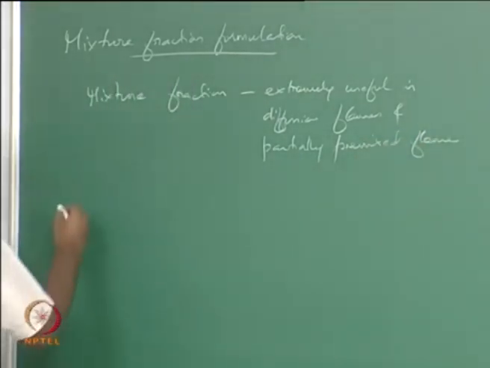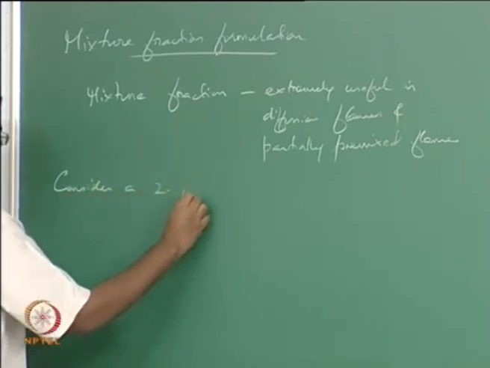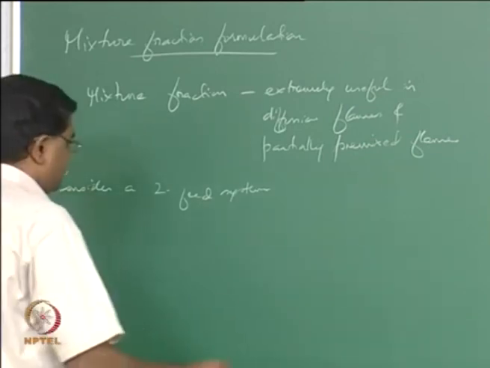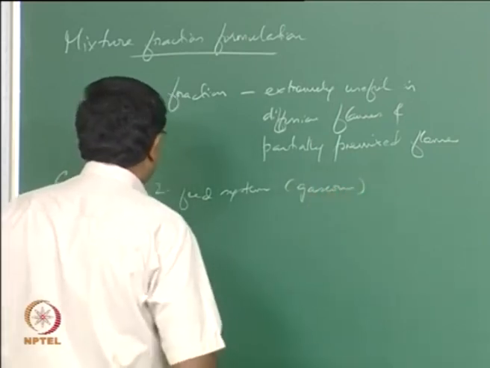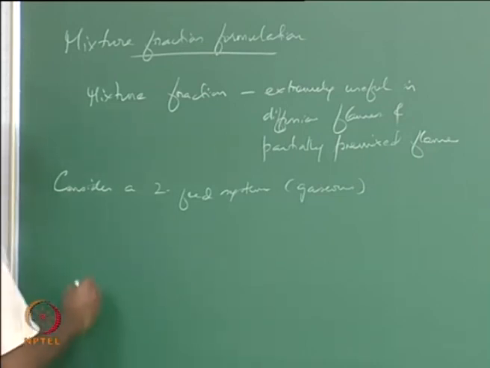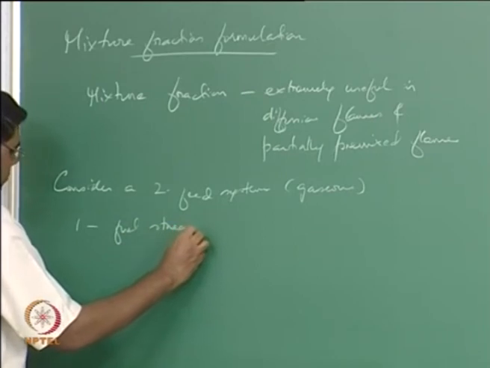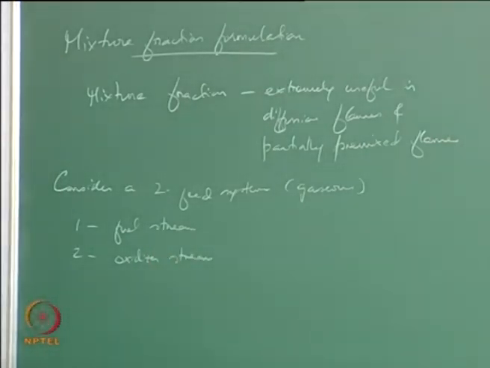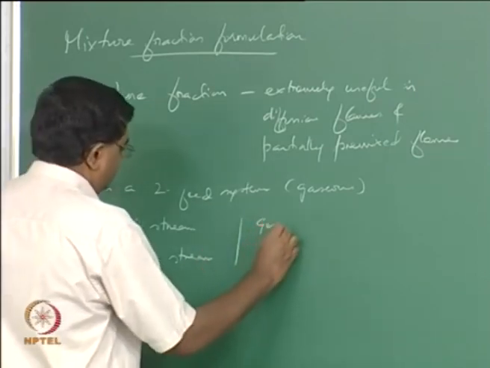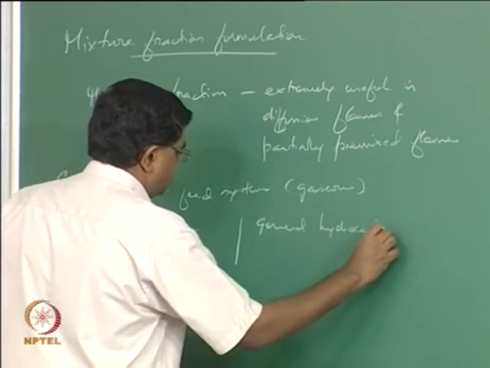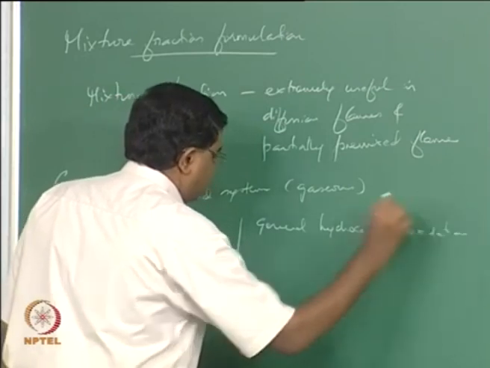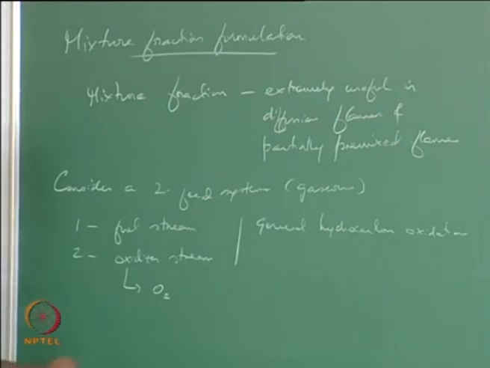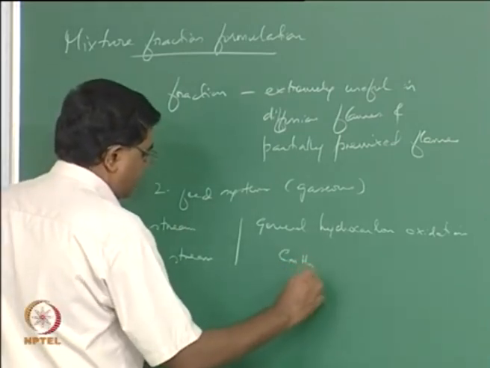So what we will do is let's consider a 2-feed system. That means we have two inlets that are allowing gases to come. So we are looking at a homogeneous gaseous system. And let us say that one represents the fuel stream and two represents the oxidizer stream. In fact, we will try to adopt this for a general hydrocarbon fuel, hydrocarbon oxidation. That means when we say oxidizer, we will mainly be thinking about O2, and for the fuel we might mainly be thinking about a CmHn kind of hydrocarbon.